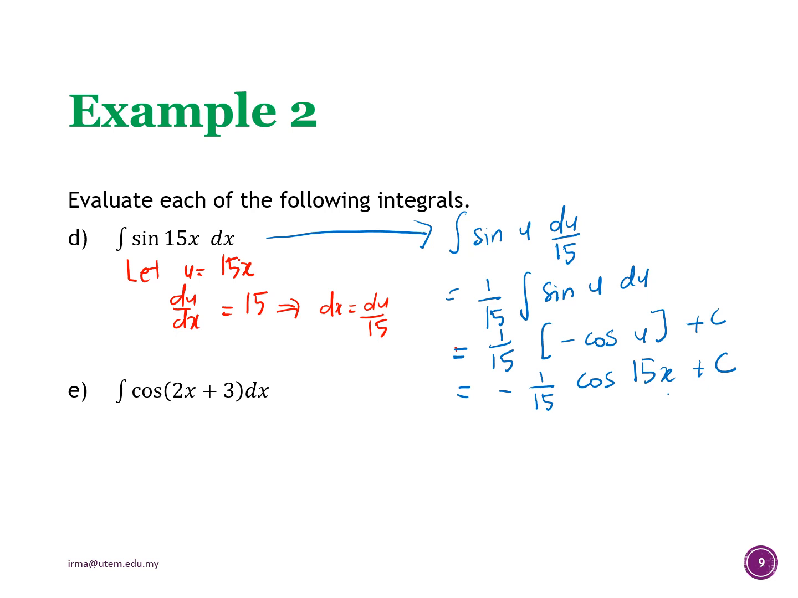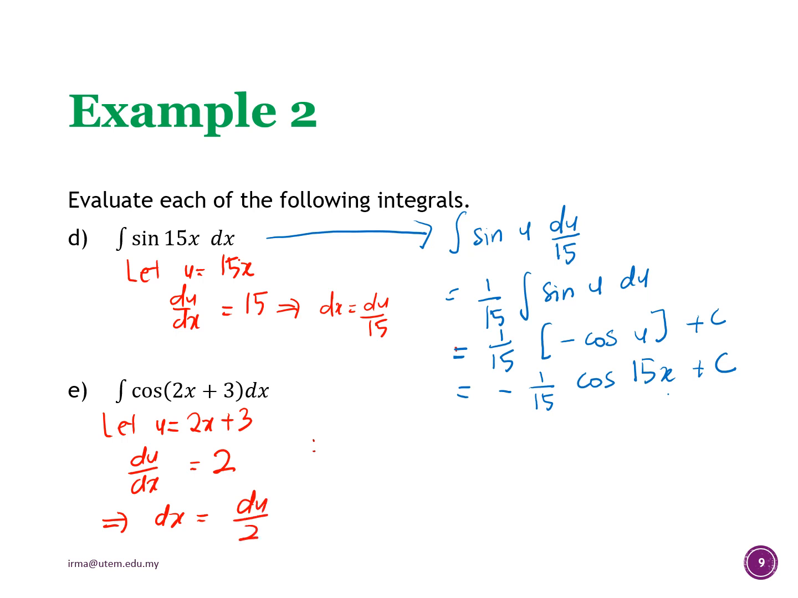Okay, so this is for D, and the last example for part 1. Here we have integrate cos, where the angle is 2x plus 3. So we let u be the angle, 2x plus 3. Therefore we will have du dx equal to 2. From this you can rearrange dx equal to du over 2.